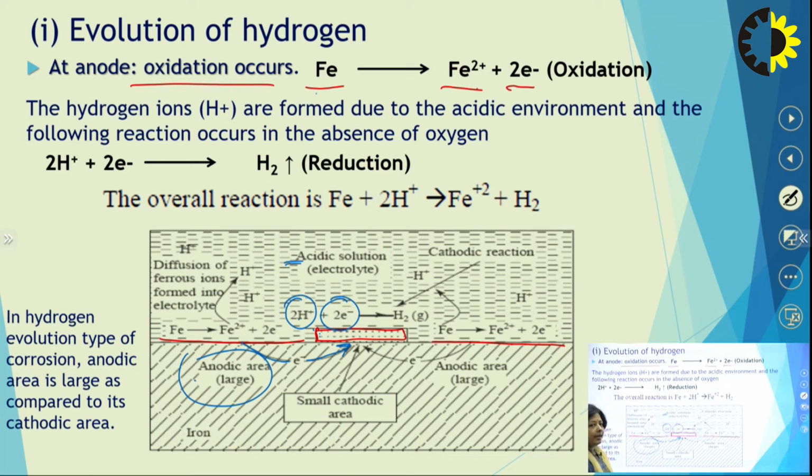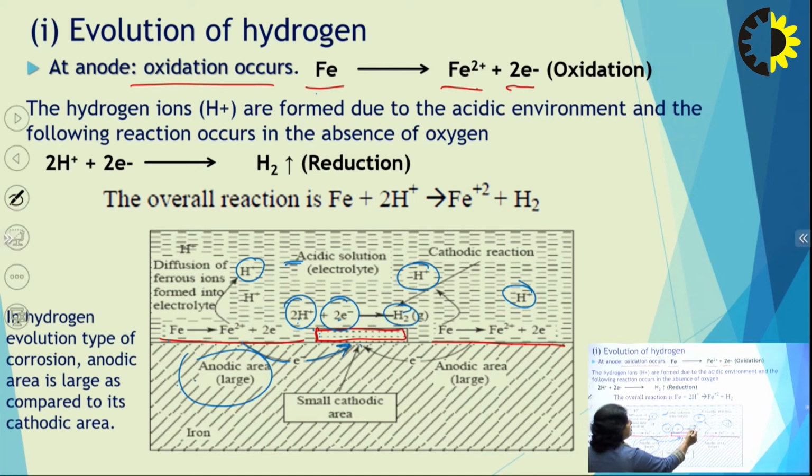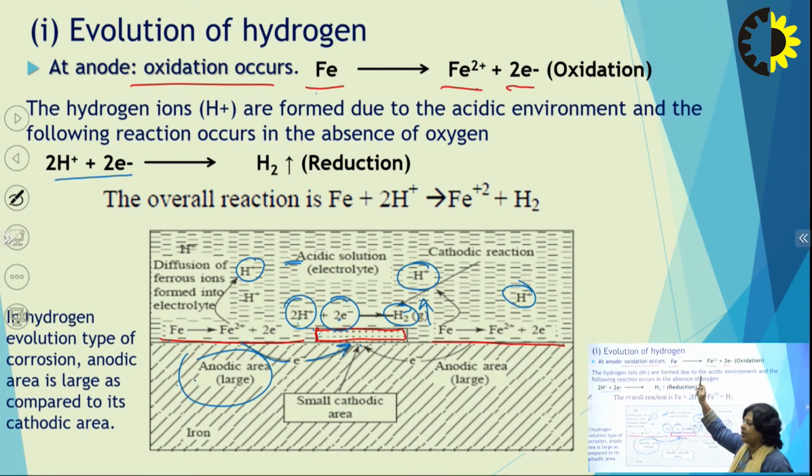We have an acidic environment. An acidic environment means an abundance of H+ in the environment. This H+ will get these electrons, which are coming from the iron converting to Fe2+, and so hydrogen gas will be evolved. This reaction takes place at the cathode. And again, what is corrosion? Corrosion is the conversion of metal to its ion. So our overall reaction is Fe plus 2H+ converting into Fe2+ plus H2.